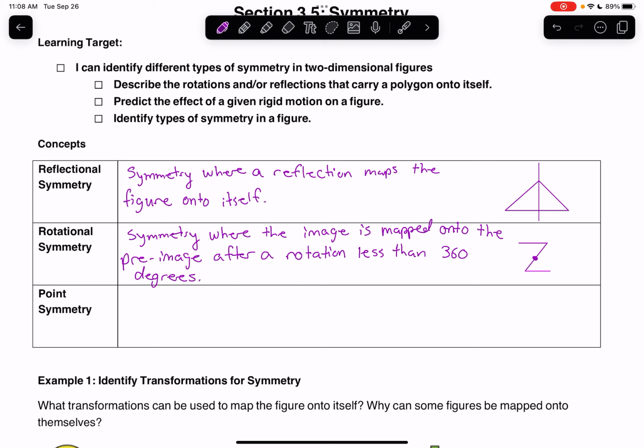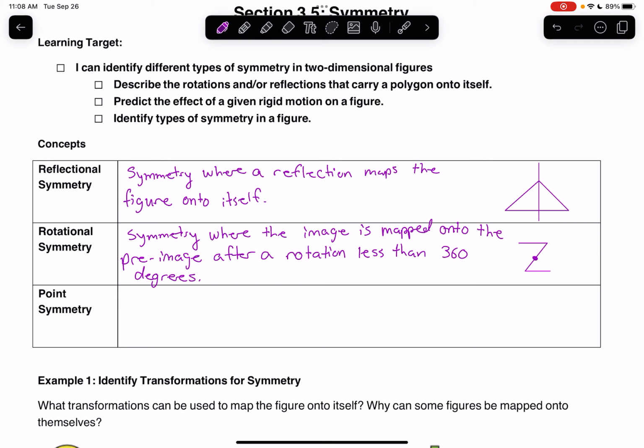So it's not special that if we rotate something all the way around, it ends up on itself. It's more special if we can rotate it part way around, and it will end up on itself.